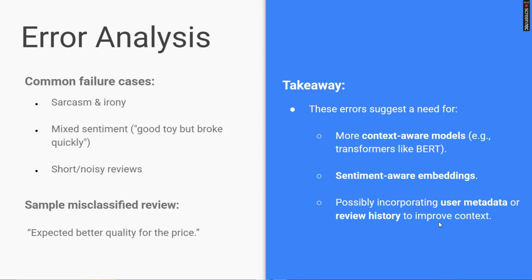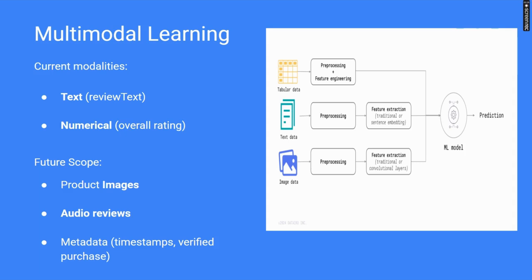Now we will talk about how my project incorporates multimodal learning. This project incorporates early stage multimodal learning by combining text with ratings, as we can see in the image. Future extensions could include product images, audio reviews, or even user metadata, allowing more holistic sentiment prediction using fused representations.